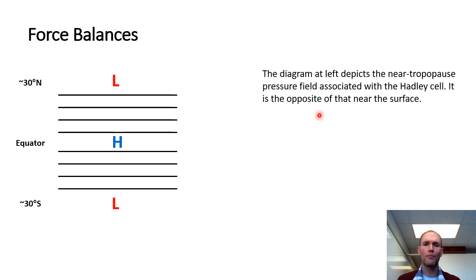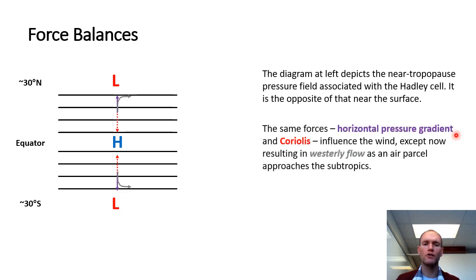Now let's take a look at what happens near to the tropopause. So here the pressure field is flipped. We have relatively high pressure near the equator, relatively low pressure in the subtropics. But the same force balance diagram and same force balance arguments can be applied here as well. Initially, the horizontal pressure gradient force accelerates flow away from the equator in both hemispheres. This is associated with that branch of the Hadley circulation directed away from the equator in both hemispheres. However, as the wind becomes non-zero moving away from the equator, the Coriolis force begins to deflect it to the right.